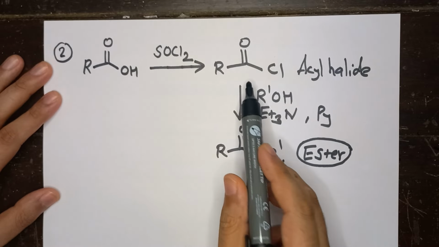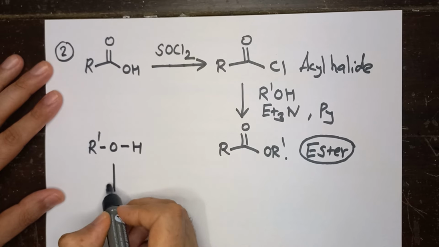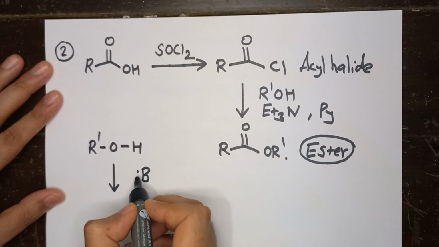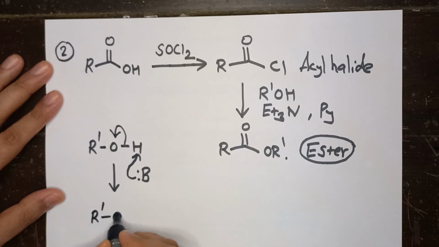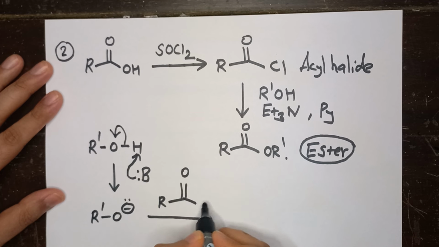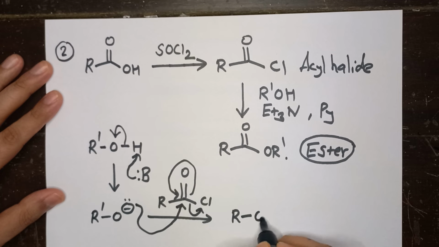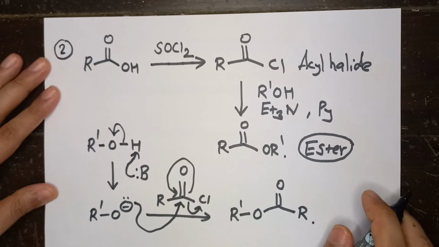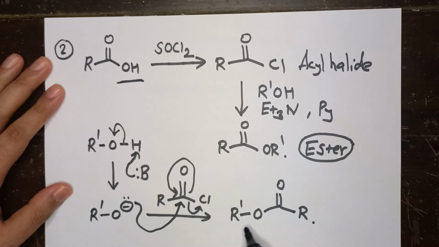So what is the mechanism for this second step? So we have alcohol and we have a base like triethylamine or pyridine. So that base will grab this proton and will generate an alkoxy anion. And once you have an alkoxy anion, it will react with your acyl chloride. So this oxygen will attack at this carbonyl, and through conjugation Cl is going to leave, and this is how you generate the ester molecule.